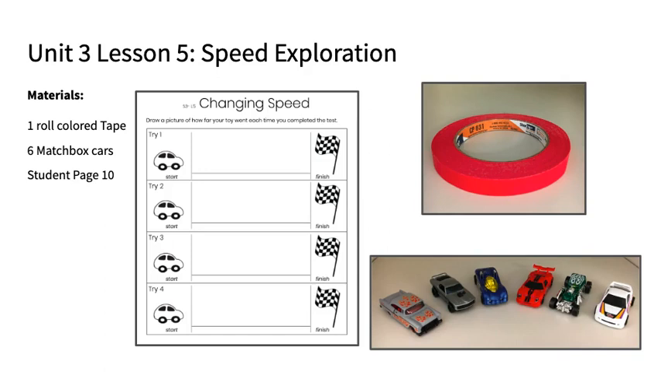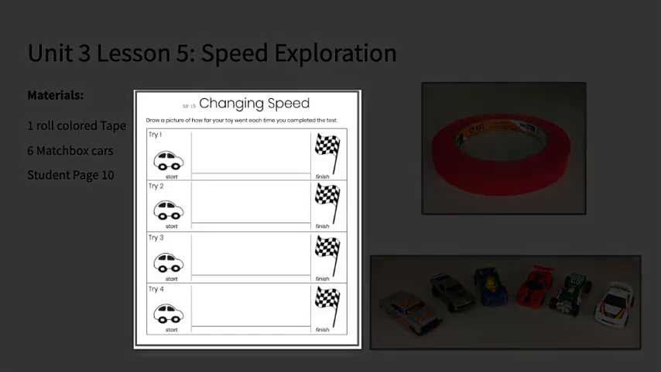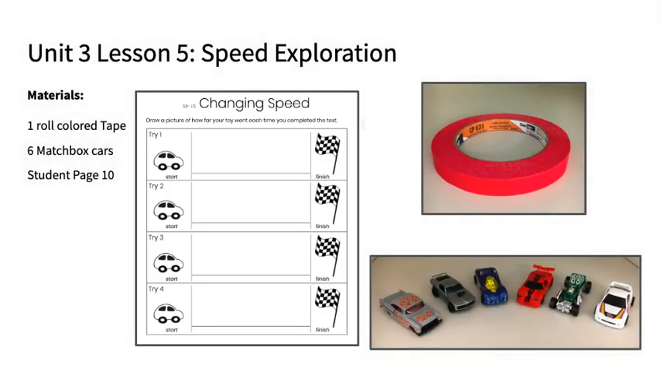For this lab, you will need 1 roll of colored tape and 6 matchbox cars from your mySci kit. Students will need 1 copy of Student Journal page 10. Choose a starting and finish line for each group, then use the tape to mark them. Separate students into 6 groups, providing each with a matchbox car to use in their speed exploration.